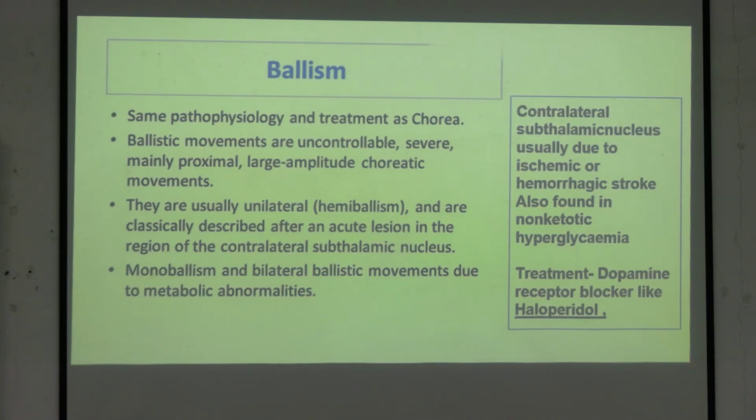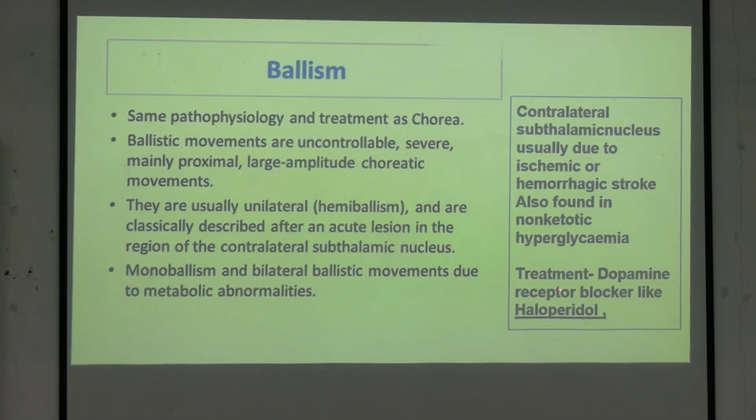Ballism is also another type of involuntary movement. Usually the lesion is in the contralateral subthalamic nucleus. This is very important to know. Ballism is like athetosis, but more muscles and more proximal muscles are involved. Like the whole half of the body is involved, then we call it hemiballism. So it is due to ischemia or hemorrhage in this subthalamic nucleus. Very important to know that the area affected is the subthalamic nucleus.